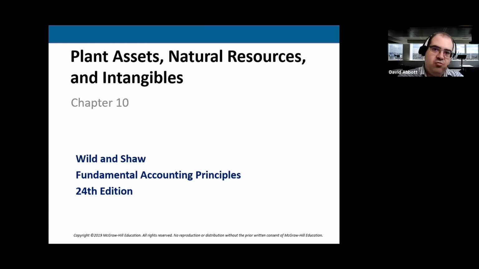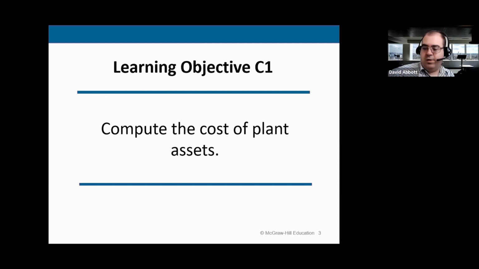Plant assets, natural resources, and intangibles. The first thing that we're going to learn to do is to compute the cost of plant assets.